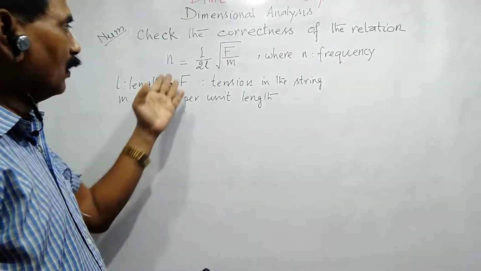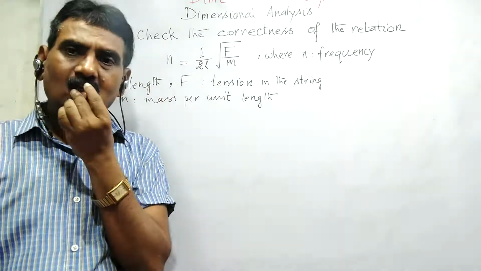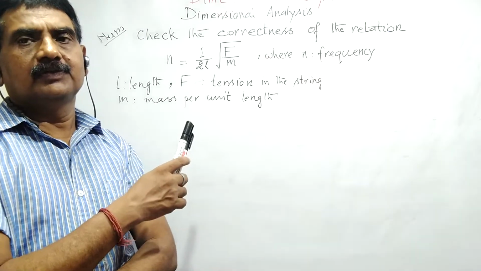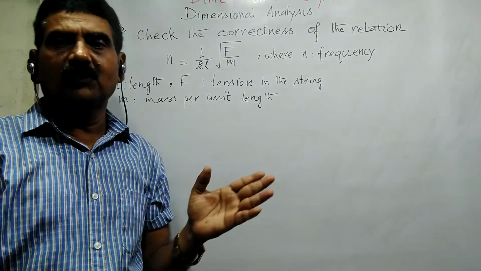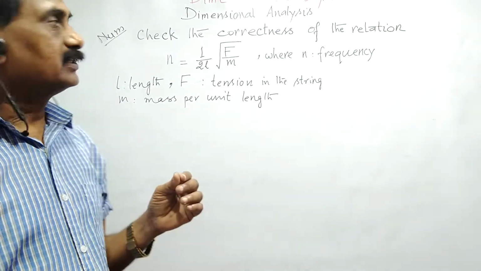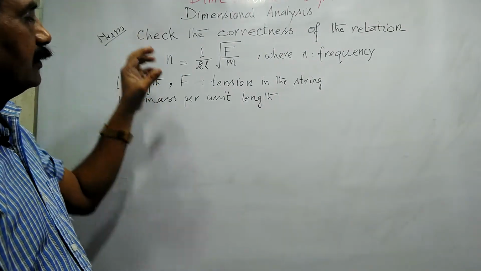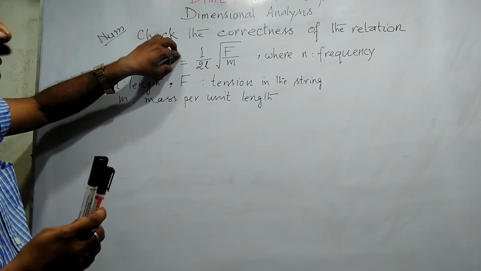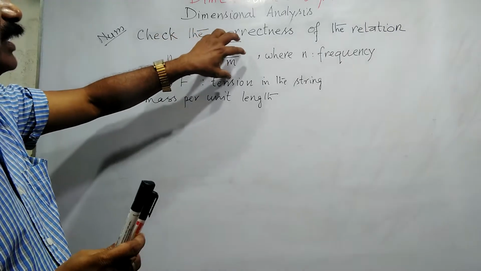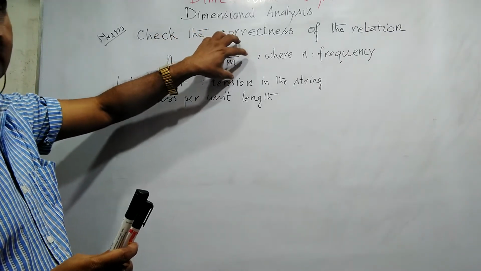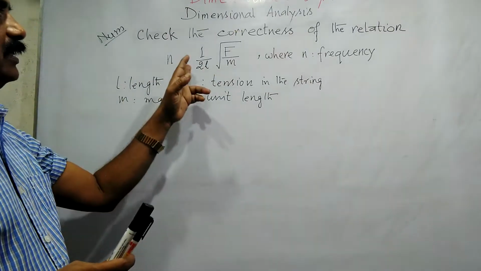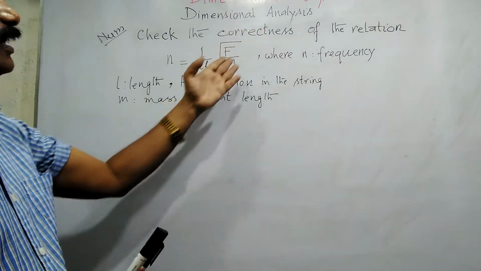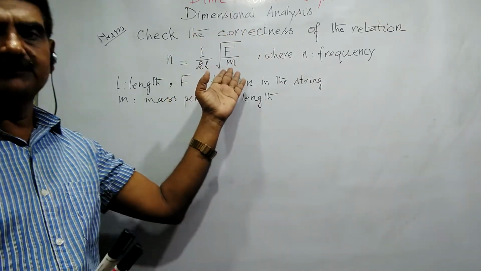Then what do we do for checking the correctness of any relation? With the help of dimensional analysis, we know that we have to check this with the help of the principle of homogeneity. What is the principle of homogeneity? It says that if the dimensions of all the quantities on the LHS and RHS are the same, then the relation will be correct.